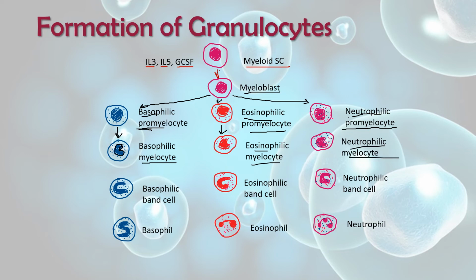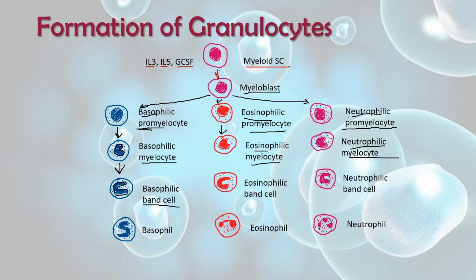Now, from the myelocyte, they have a perfectly constricted nucleus. Okay, and the cells that have a perfectly constricted nucleus or a perfectly U-shaped nucleus are known as band cells.